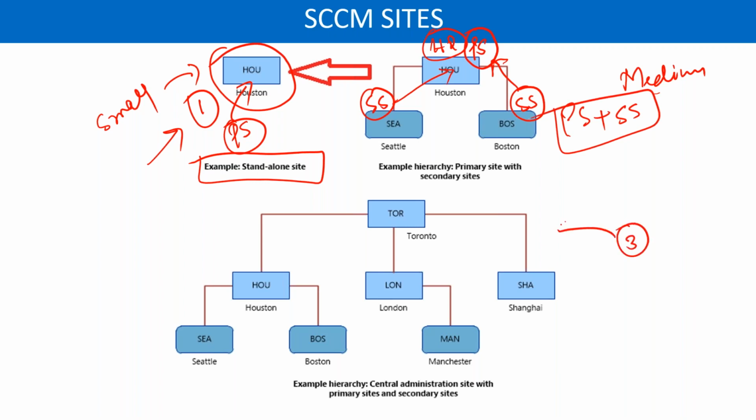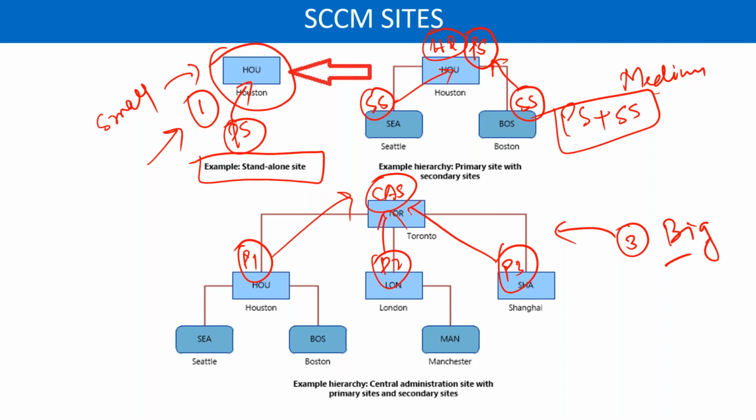And the third picture is this one for big sized organizations. When you have thousands and thousands of computers, more than 200,000 computers, or at least 100,000 computers, you install multiple primary sites: primary site 1, primary site 2, and primary site 3. This is for organizations like Accenture, Deloitte, or IBM. You will have more than one primary site, and all those primary sites will report to the central administration site. So it's centralized device management.